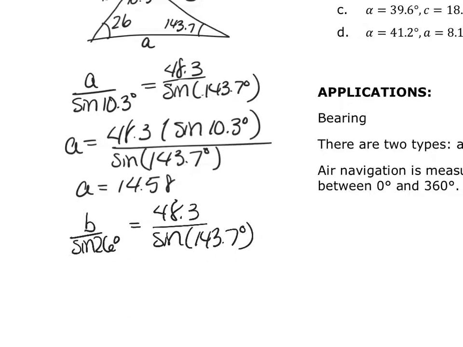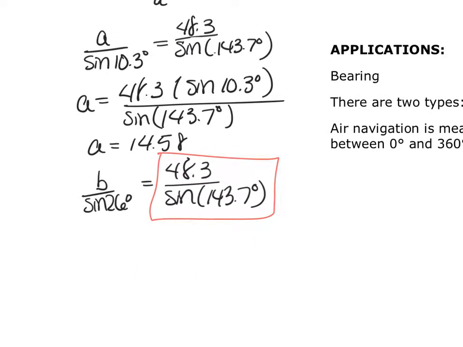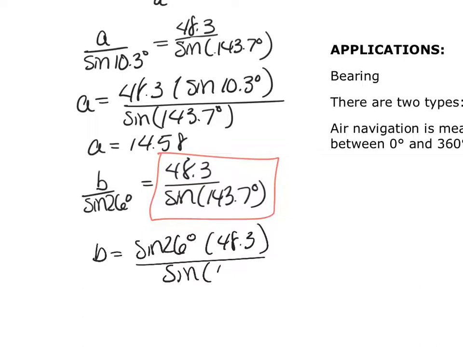When you are doing the law of sines, you always want to go back to the known quantities, not the calculated quantities. So when I'm trying to find the other side, I'm going to go back to the known or given quantities, and this is going to prevent any kind of round off issues you may have. So make sure that you go back to the known or given quantities. So on this, I get b is equal to the sine of 26 degrees times 48.3 over the sine of 143.7 degrees.